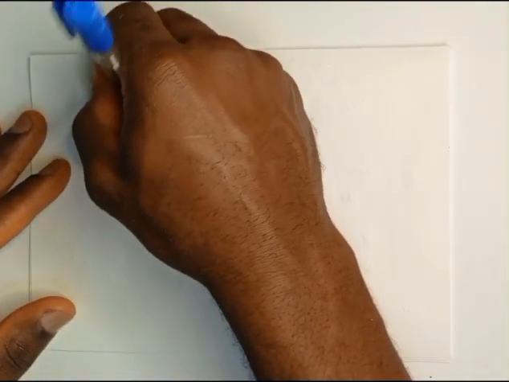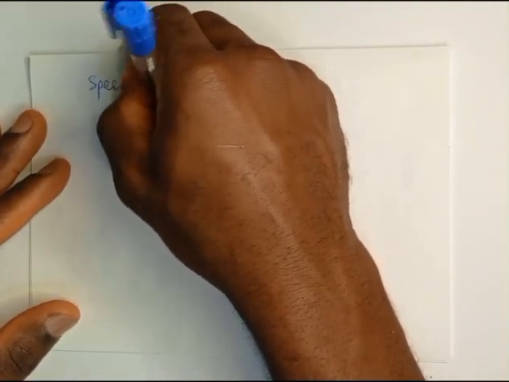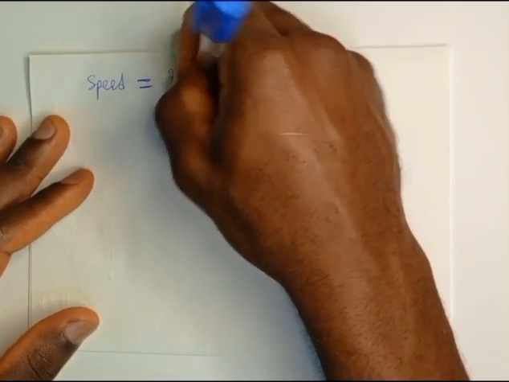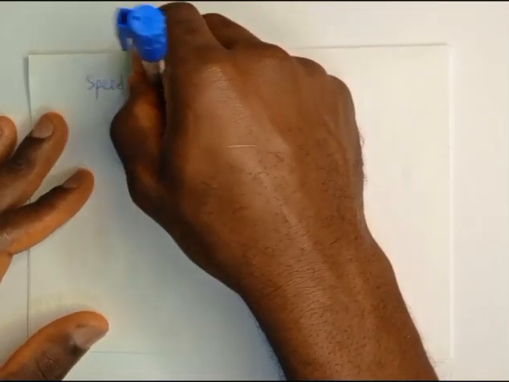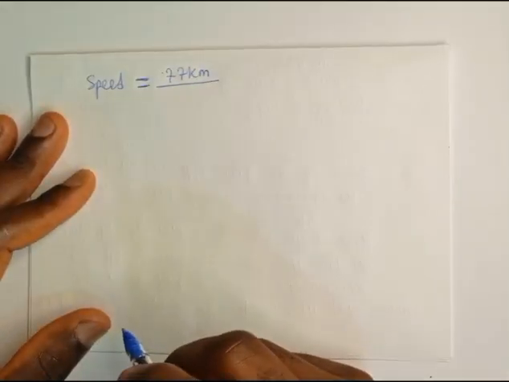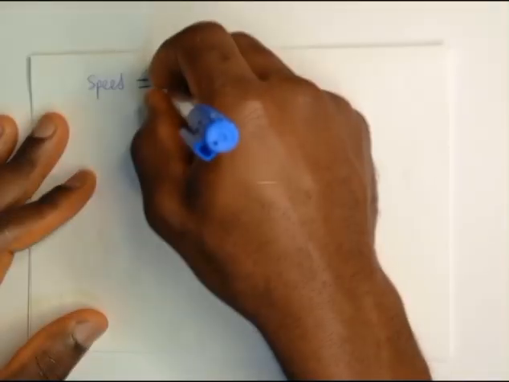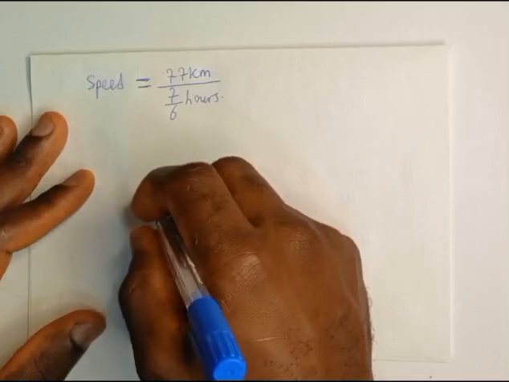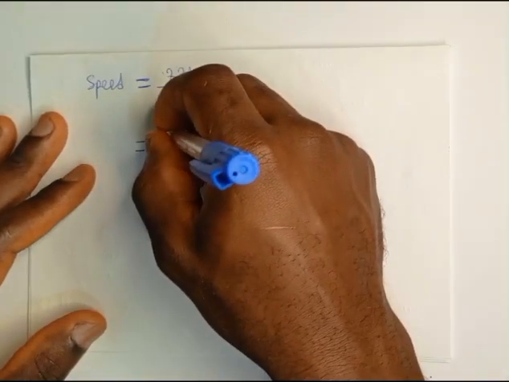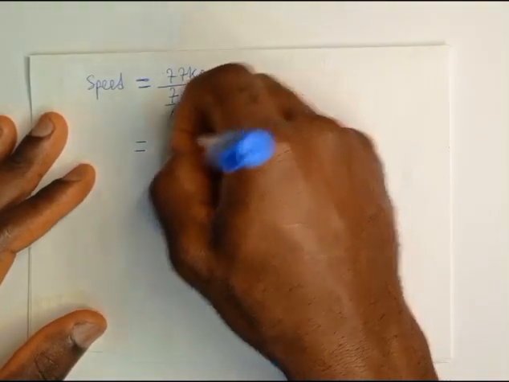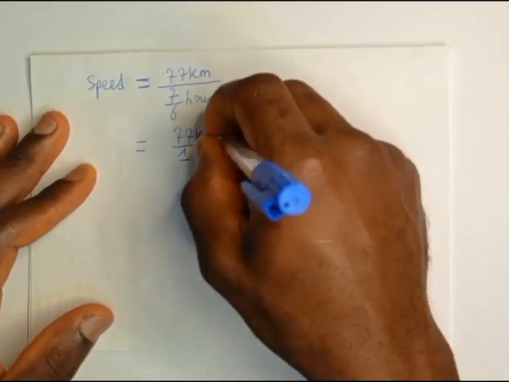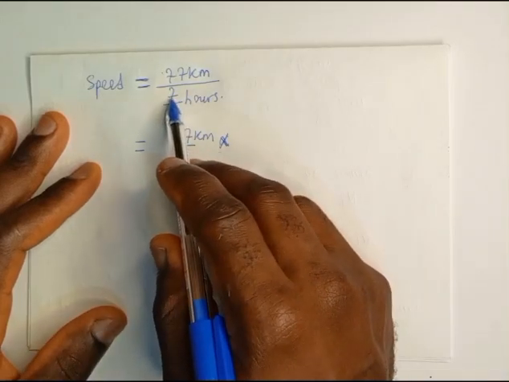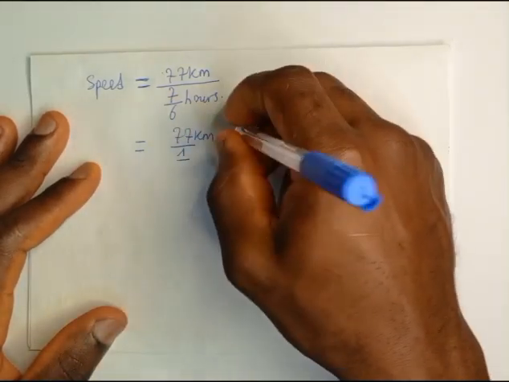The speed, which is the rate, will simply be equal to, we have first 77 kilometers all over 70 minutes. We know 70 minutes in hours is simply 7 all over 6 hours. This will simply be equal to 77 kilometers all over 1 times, we are going to invert the second fraction, that is 7 over 6.